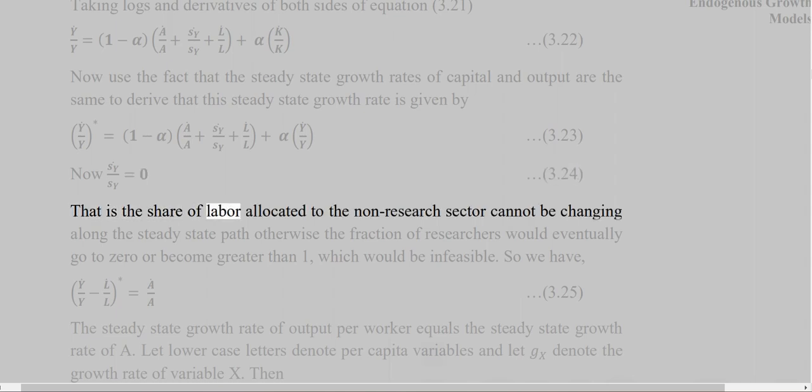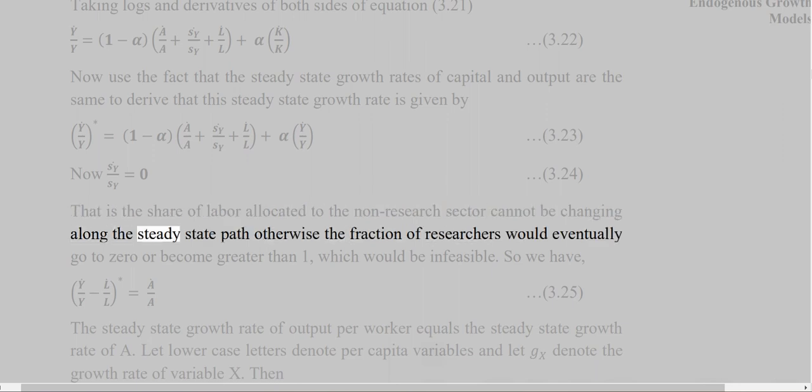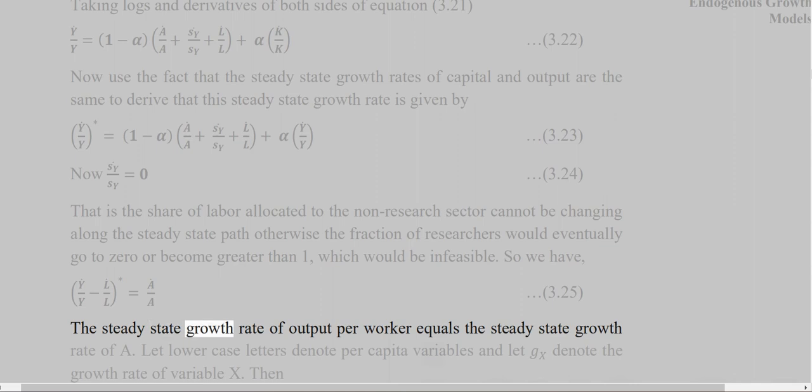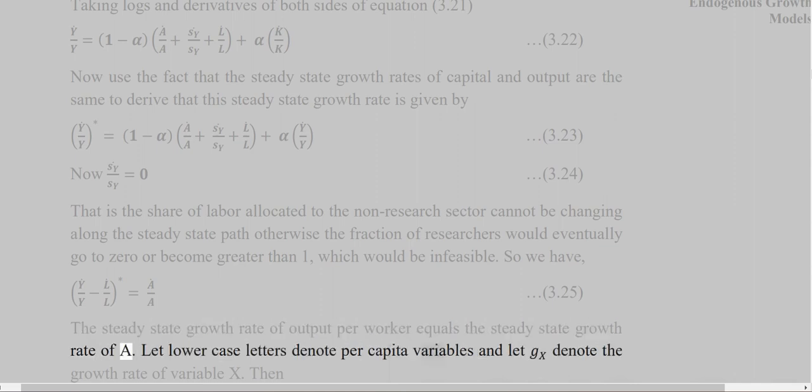That is, the share of labor allocated to the non-research sector cannot be changing along the steady state path, otherwise the fraction of researchers would eventually go to zero or become greater than one, which would be infeasible. So we have equation 3.25. The steady state growth rate of output per worker equals the steady state growth rate of A.